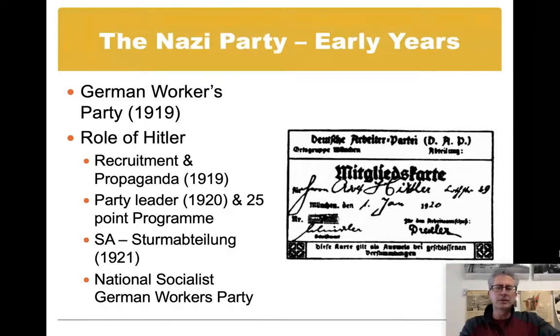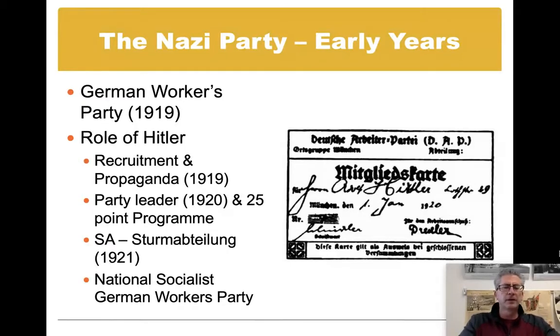Now, Hitler will join the German Workers' Party in 1919, and they knew early on that Adolf Hitler was fairly gifted in recruitment and propaganda. He was able to expand the size of the party as well as the message of this party. And he becomes extremely influential, so that by 1920, he has become the party leader. He finds a way to take that title from Anton Drexler.